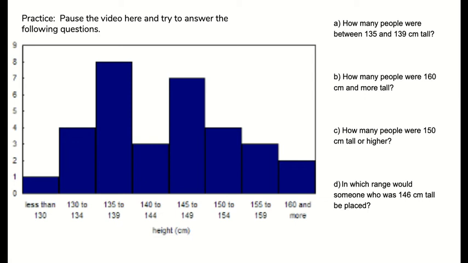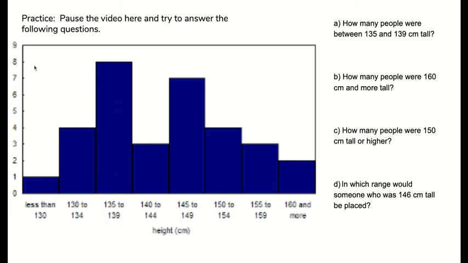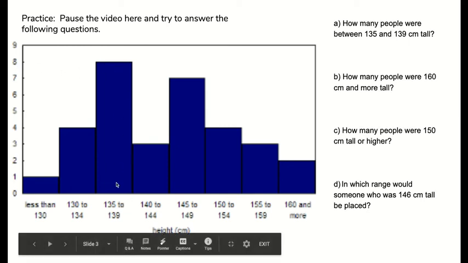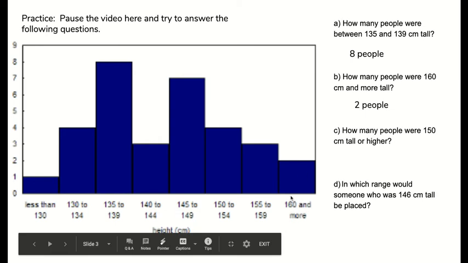So question A, how many people were between 135 and 139 centimeters tall? I'm going to find this range, okay? It's right here, this range on my histogram, and I'm going to count up all the way, and I see that there are 8, so the frequency was 8, which means there's 8 people between 135 and 139 centimeters tall. There were 2 people that were 160 centimeters or taller. I know this because I find that range or that interval, and the frequency is 2.